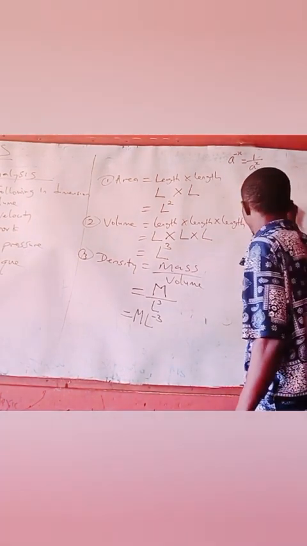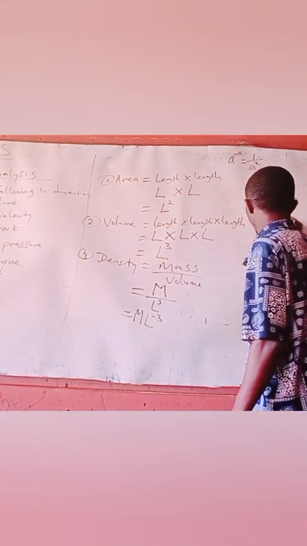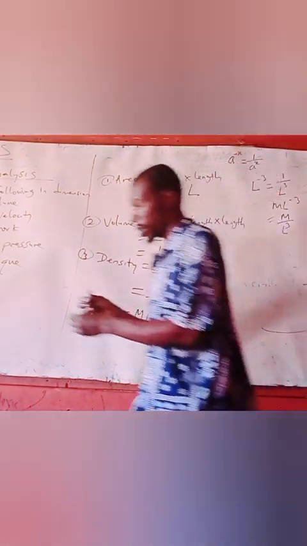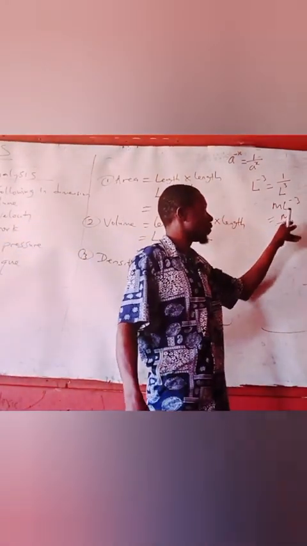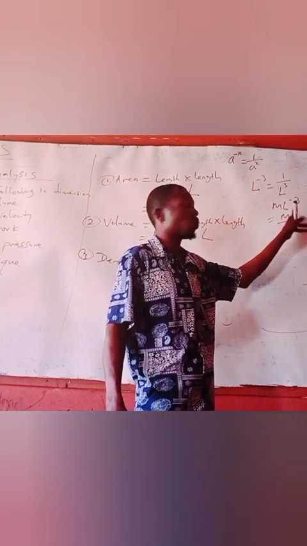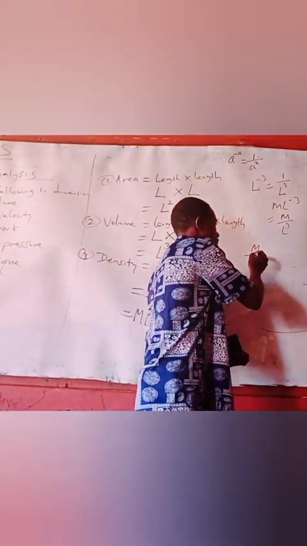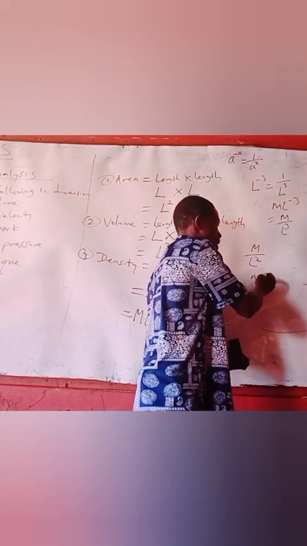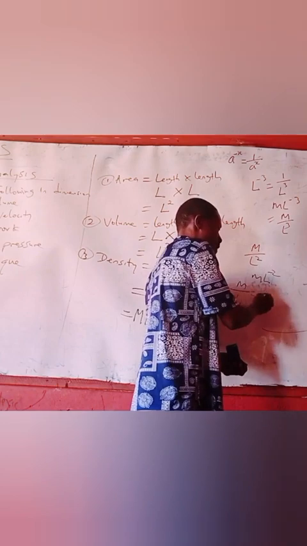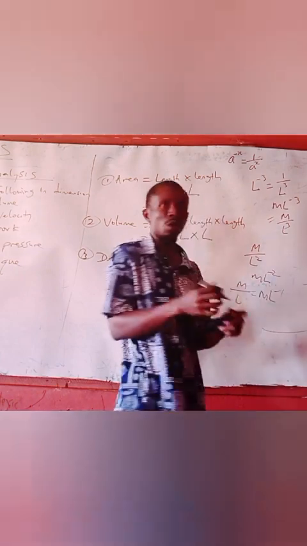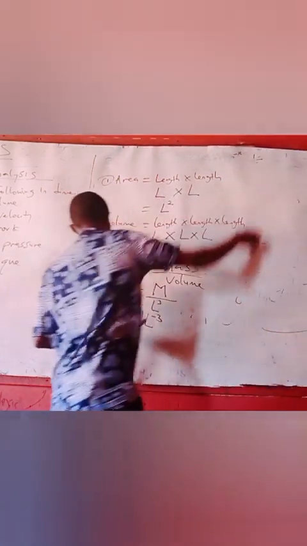Therefore, M over L cubed is the same thing as M L raised to the power minus 3. Subsequently, anywhere we have something like this, it implies M L raised to the power minus 3. Similarly, assuming I have M over L squared, it will give me M L raised to the power minus 2. M over L will give me M L raised to the power minus 1, and so on and so forth. Okay?